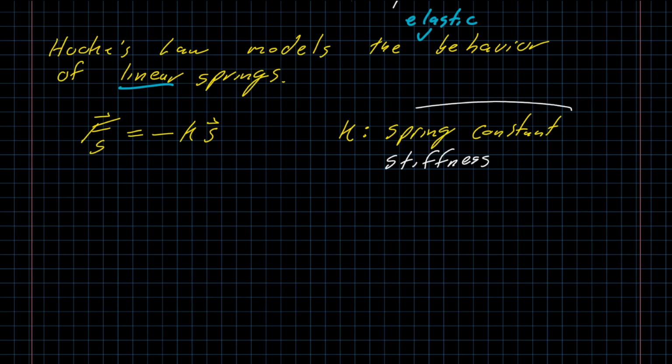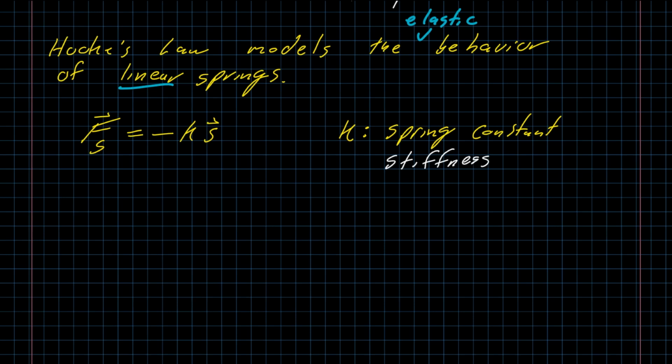But the usual definition for a physicist is we call this the spring constant. The spring constant is a property of the particular spring, and it describes how stiff the spring is.